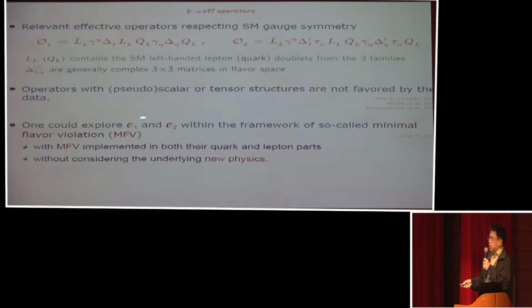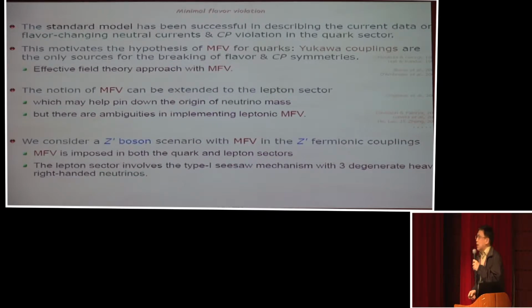Now, in general, you can have a little more specific scenario where you consider these operators in the framework of what people call minimal flavor violation. And so you can do that, and you can account for the anomalies quite reasonably. So in this case, you can, for example, implement this idea of minimal flavor violation, which I will explain more shortly, in both the quark and lepton parts. But in this case, you can do that without considering the underlying new physics. So in this work, we want to consider a little bit more specific situation where we consider some scenario of new physics, in this case the Z prime. So I will discuss that also shortly. Okay, so let me first discuss briefly what the idea of minimal flavor violation is.